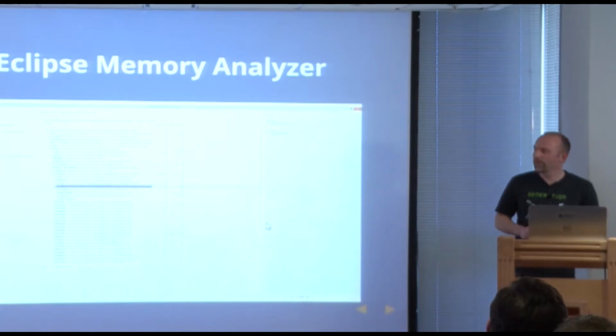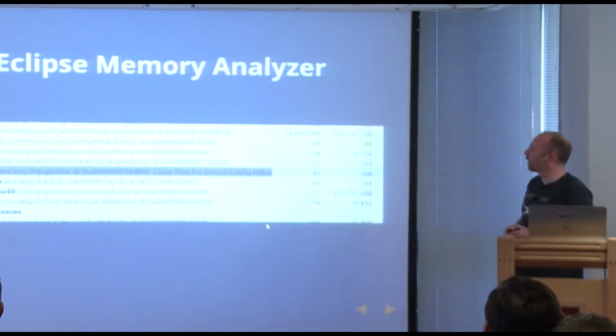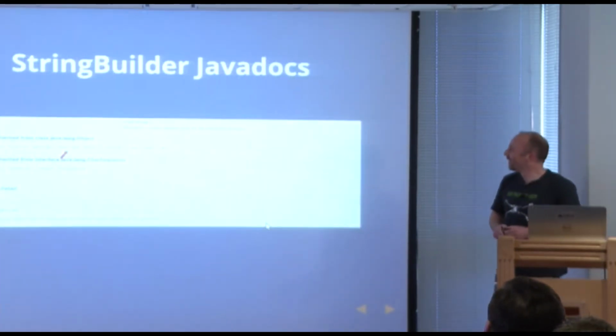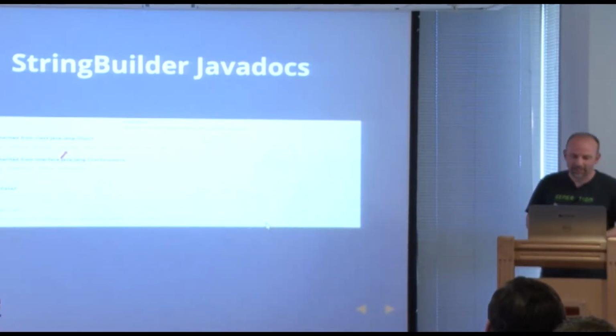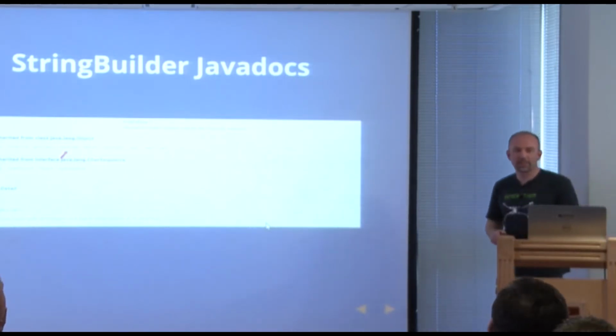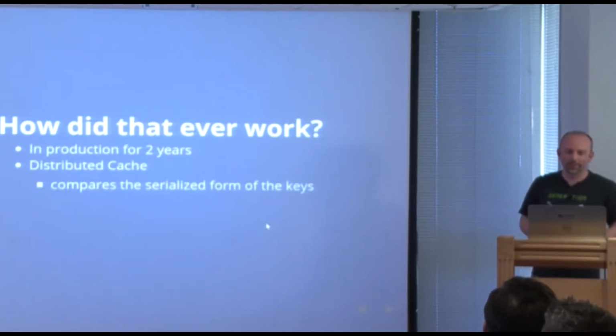So drilling down further into the data, we saw that we had a cache key in that 1.5 gig cache that were StringBuilders instead of Strings. So then going to the StringBuilder Javadocs, you'll see that actually the equals and hashCode methods come from java.lang.Object. So how did that ever work? Because it was in production for 2 years. What is going on here?